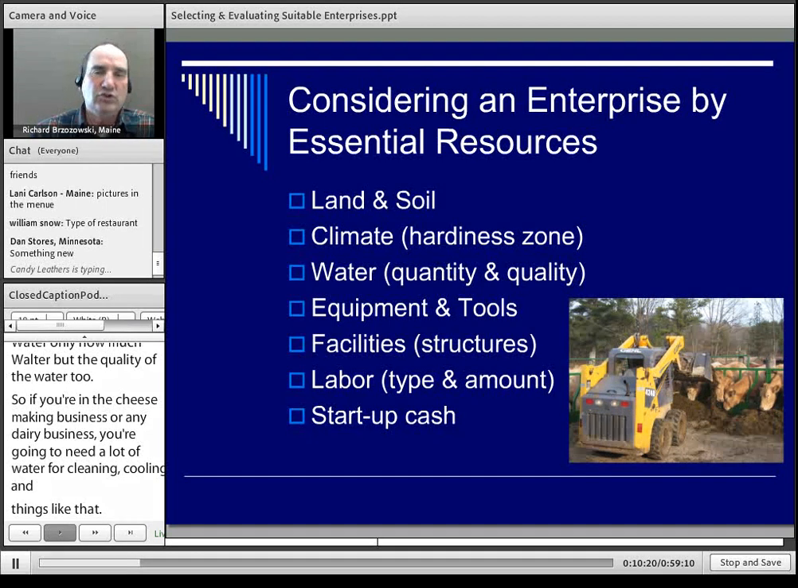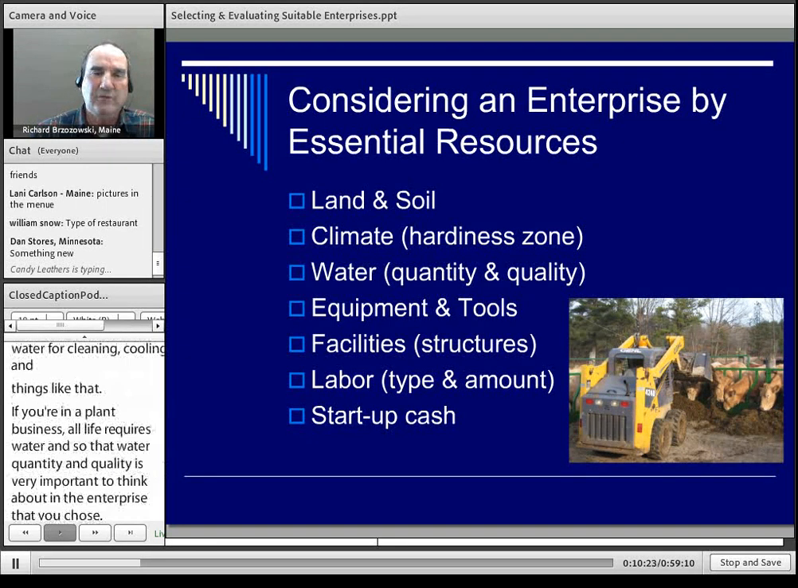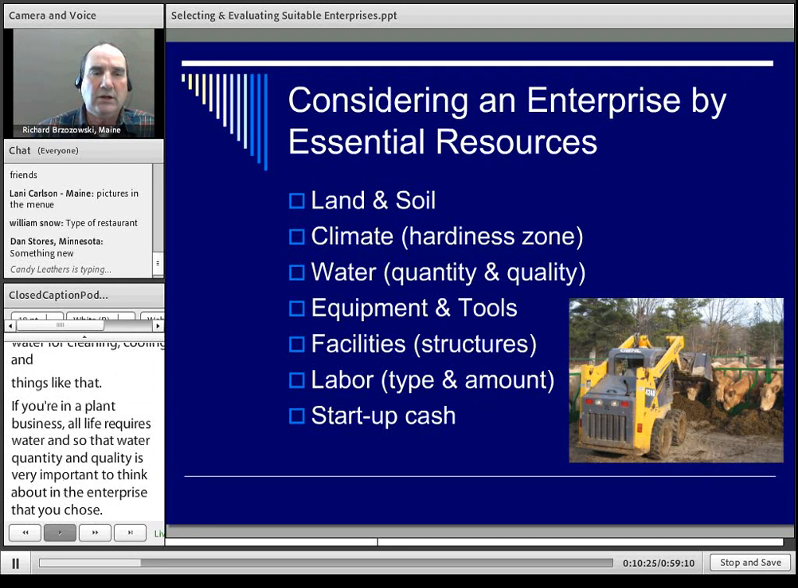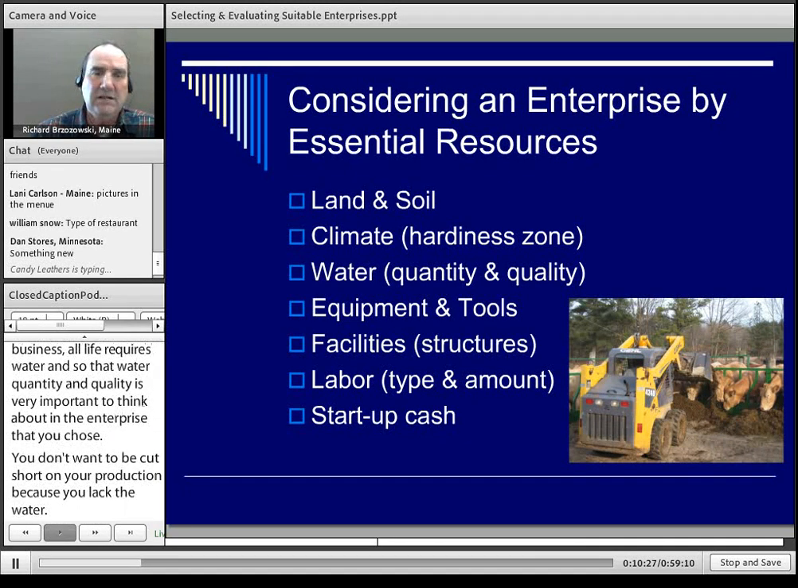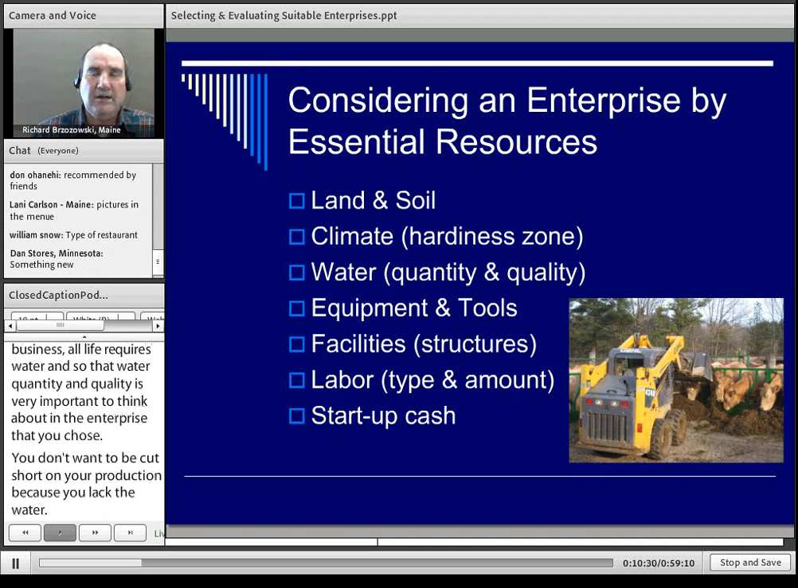Resources of equipment and tools, we mentioned this in the machine aspect of the operation, but what kind of equipment is going to be needed for you to be successful in producing, maintaining, or growing this business?